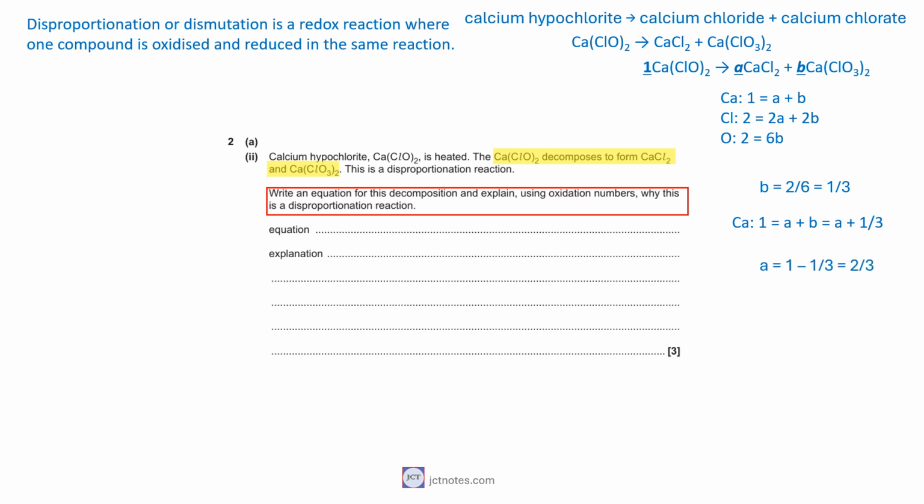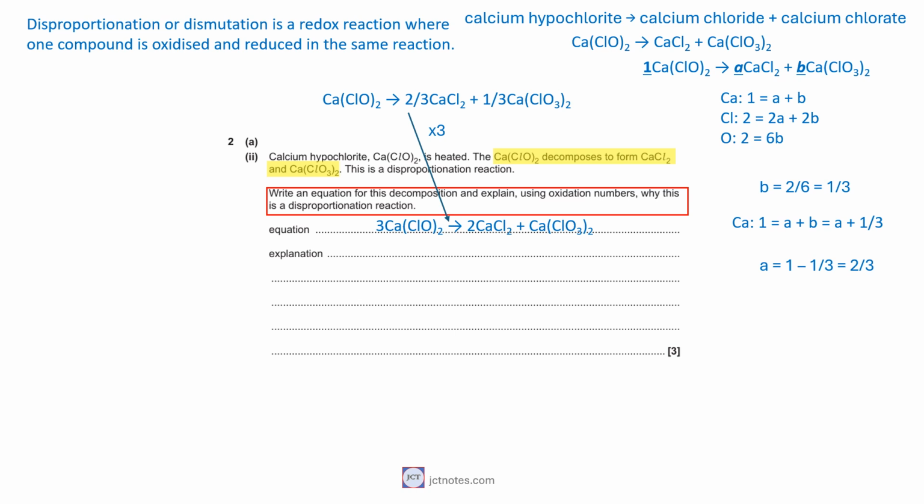This gives that 1 mole of calcium hypochlorite produces 2/3 of a mole of calcium chloride and 1/3 of a mole of calcium chlorate. To avoid fractions, we multiply by 3 and have as equation, 3 moles of calcium hypochlorite produces 2 moles of calcium chloride and 1 mole of calcium chlorate.